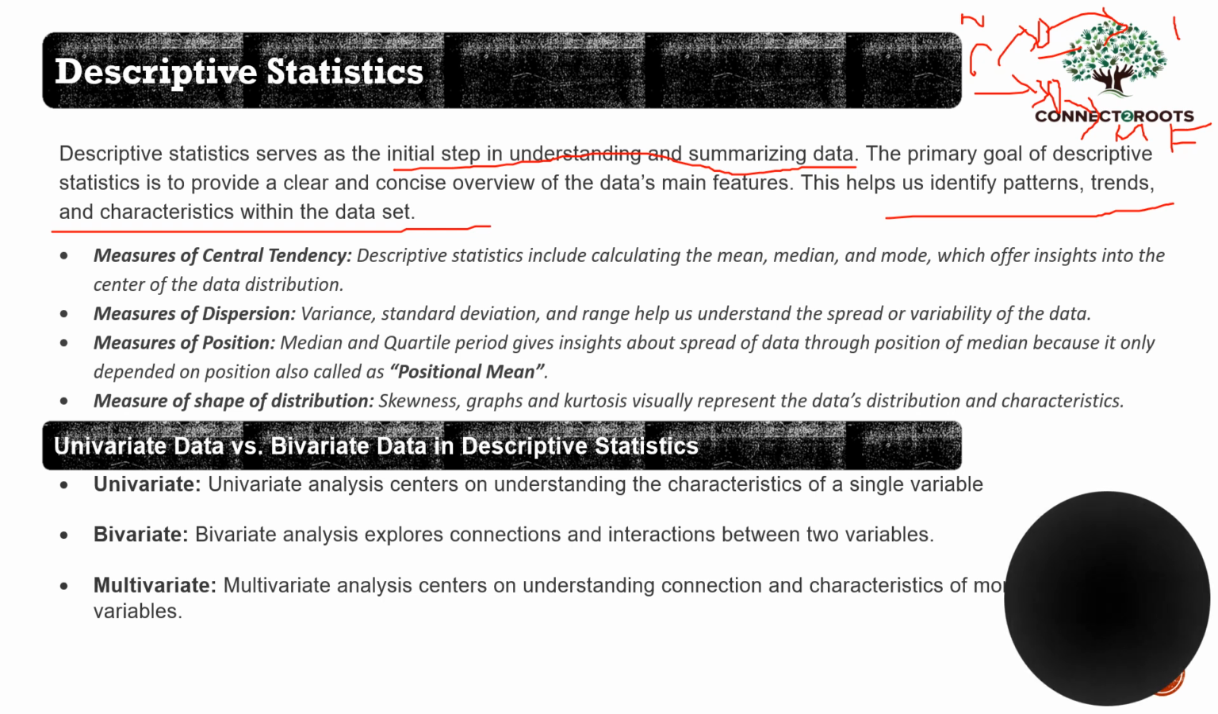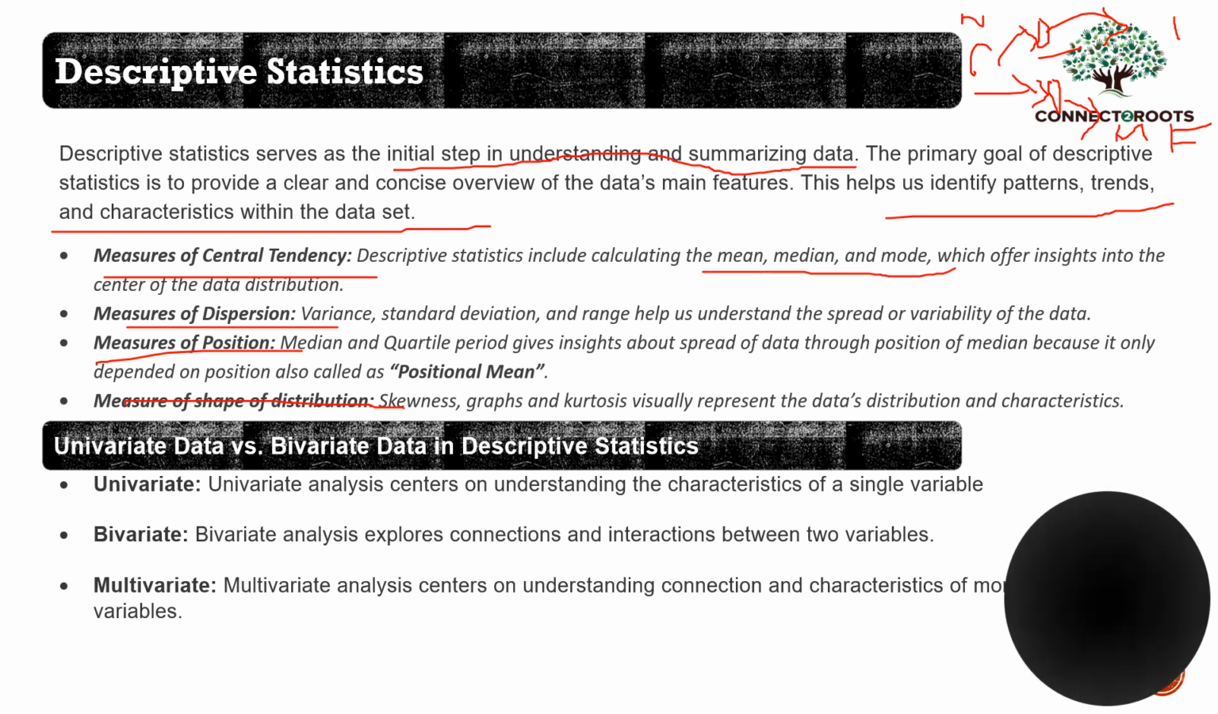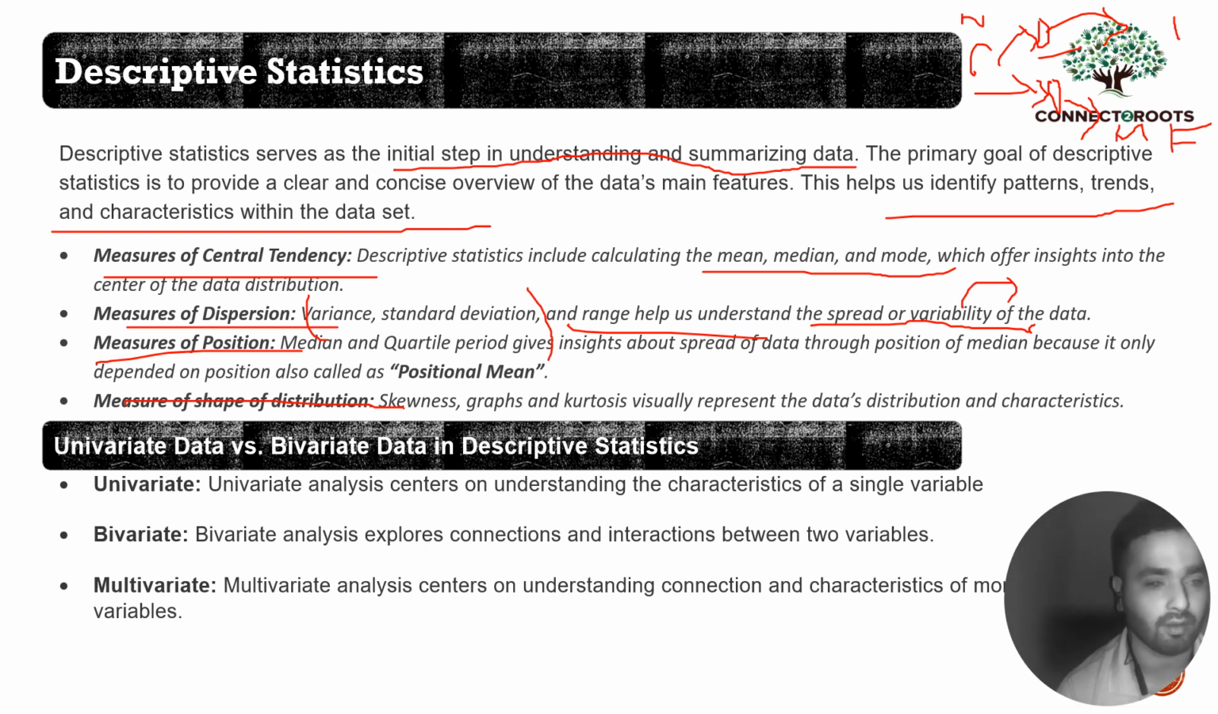Measures can be divided into these parts: measures of central tendency, measures of dispersion, measures of position, and measures of shape or distribution. What is the measure of central tendency? Here we will study mean, median, and mode, which offer insights into the center of the data distribution. In the measure of dispersion, we will see variation, standard deviation, and range. It will help us see how our data is spread and what kinds of changes there are in our data, and it will help us understand more about our data.